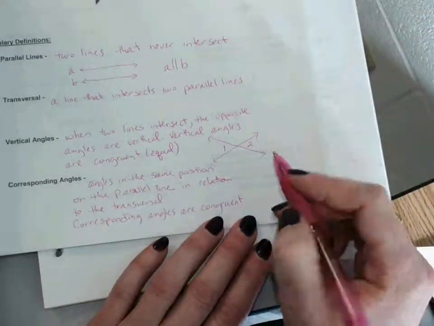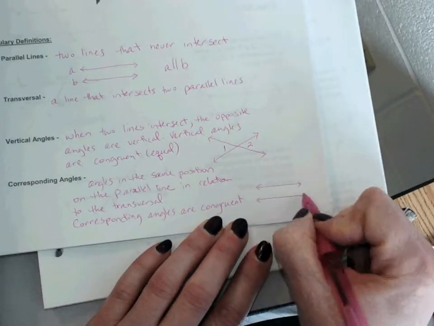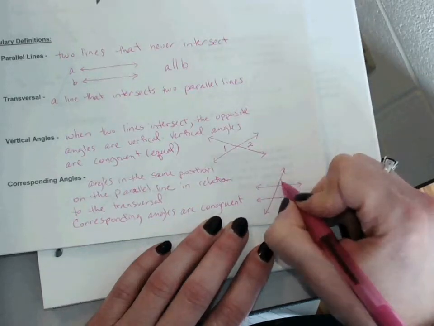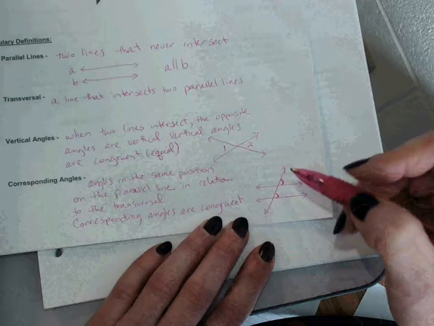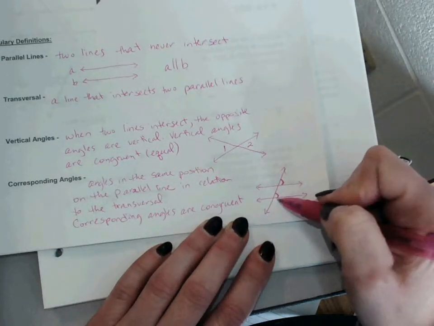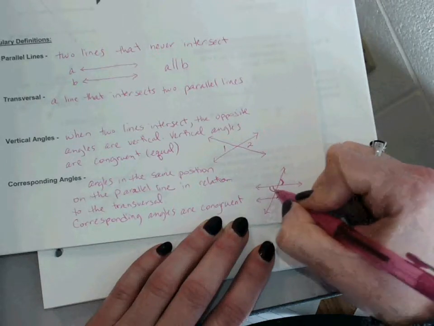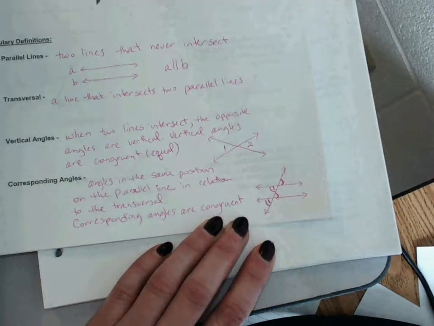So for example, if I have two parallel lines that are cut through by a transversal, this angle would correspond with this angle. They're in the same place on the parallel line. Another example would be this angle with this angle. Those angles correspond and therefore would be equal to each other.